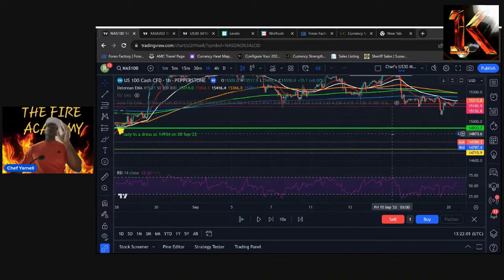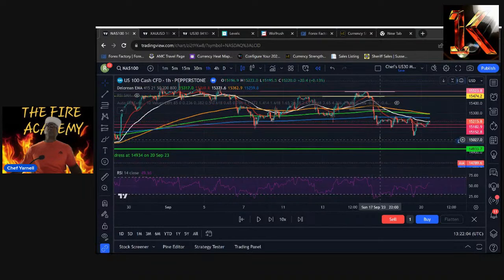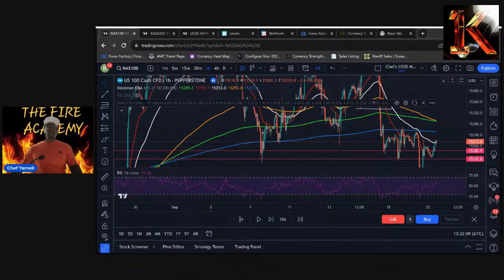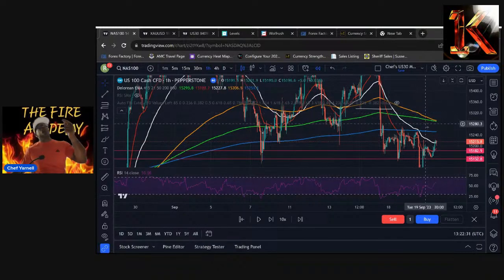I want you to look at how structure was set up. EMA structure is very important to me. Your 50, your 200, your 415, your 800. The 50 is white, the 200 is gold, my 415 is green, my 800 is blue. The 50 had already crossed over the 800. That's the number one indicator, because what has to happen in order for structure to get set up? The 200 and the 415 also have to cross the 800. So these two have to cross this line.